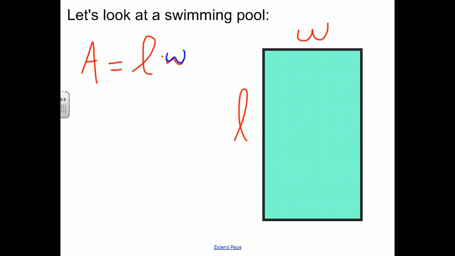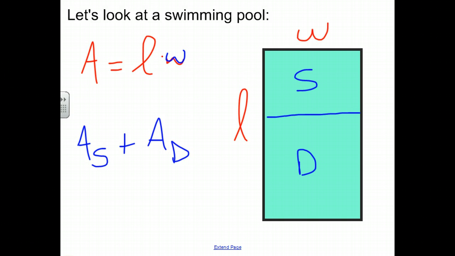Now, on the other hand, we can split this pool into several different sections. Maybe we have a section here that's shallow water, and this is deep water. Well, in that case, the area of the pool is just the area of the shallow water plus the area of the deep water, because we can see visually that these two rectangles add up to the total area of the entire swimming pool.